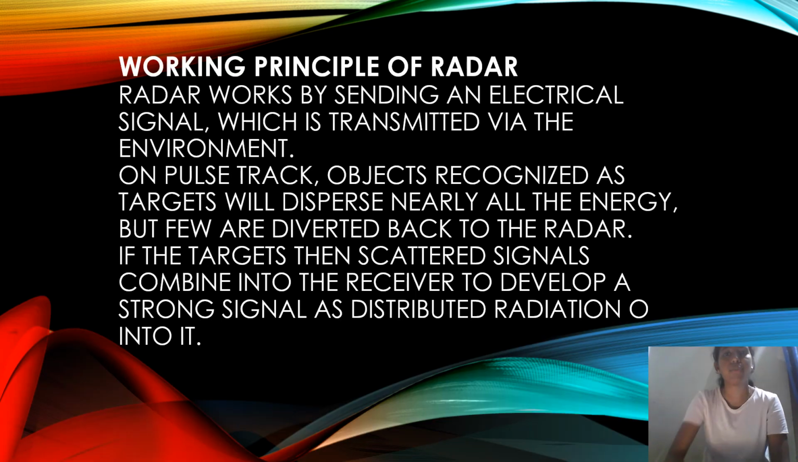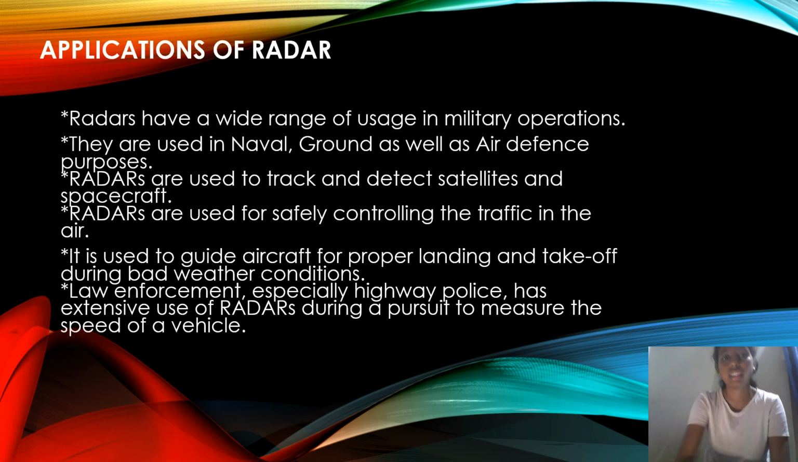And next, let's move on to the working principle of radar. Radar works by sending an electrical signal which is transmitted through the environment. Objects recognized as targets scatter nearly all the energy, but a few signals are diverted back to the radar. The targets' scattered signals then combine in the receiver to develop a strong signal. Next, let's see what the applications of radars are.